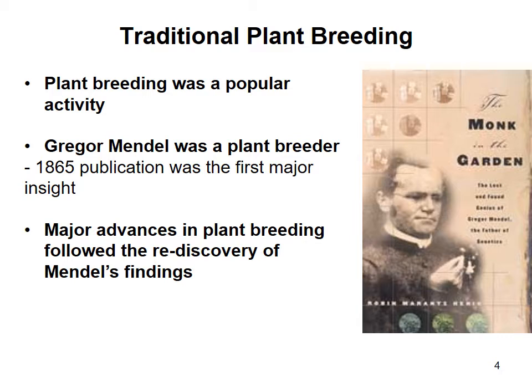This was ignored at the time, but rediscovered in 1900 when three scientists working on breeding problems rediscovered Mendel's paper and publicised these findings. Breeders then brought their new understanding of genetics to the traditional techniques of self-pollinating and cross-pollinating plants.